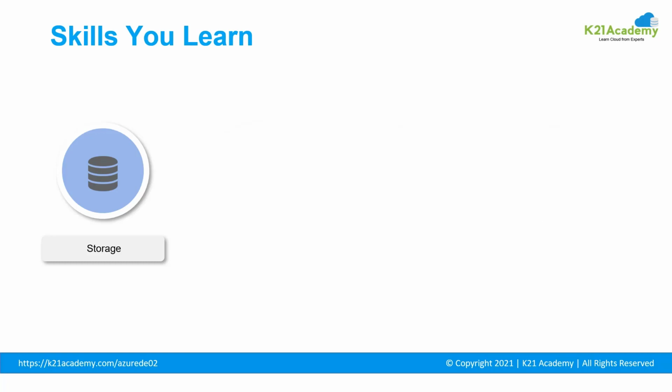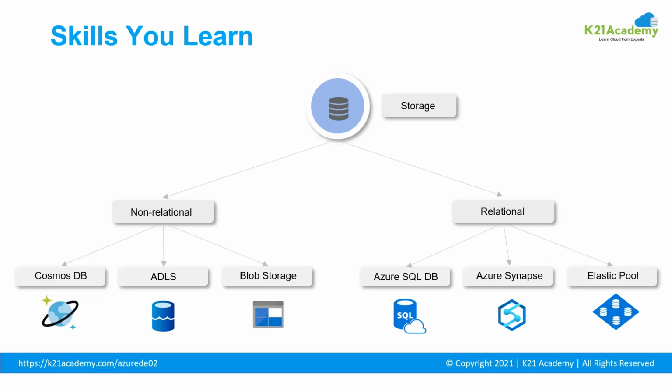Now let's talk about storage. So when we talk about storage, Microsoft provides different types of storage in Azure, right? So there can be non-relational storage or there can be relational storage. Now when we talk about data, there can be structured data or semi-structured data or unstructured data.